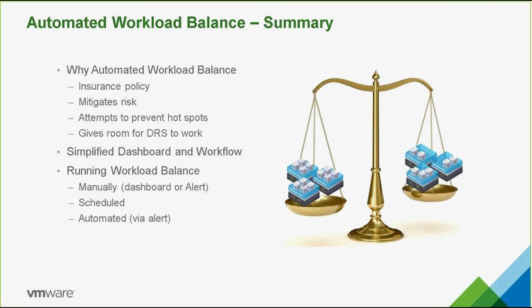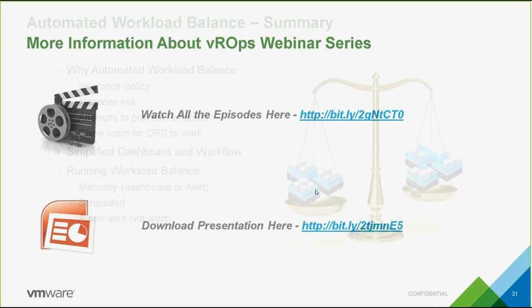One thing is to summarize. Essentially, the automated workload balance is giving you an insurance policy, making sure that you can mitigate any kind of risks in a fully automated manner rather than you having to do it manually. It lets DRS and storage DRS do what they're best for, to place a virtual machine within a cluster or a datastore cluster. And as I said, you can do it manually through the dashboard or alert. You can schedule it, or you can do it in a fully automated fashion via the alert itself.